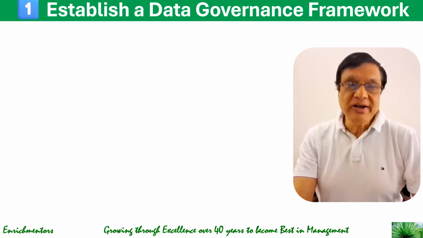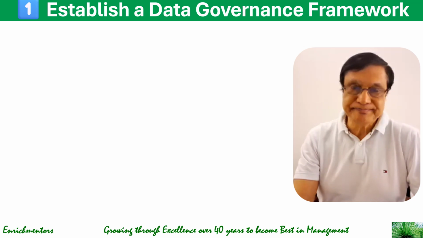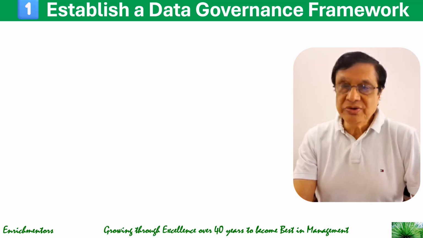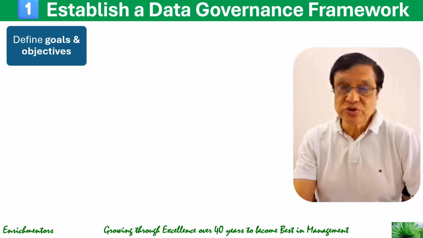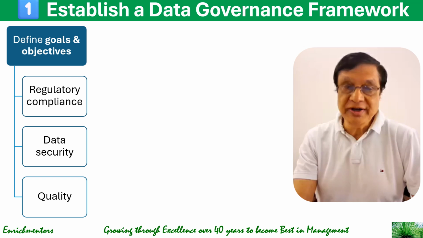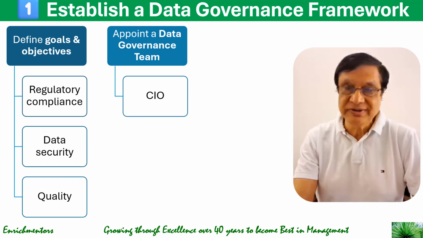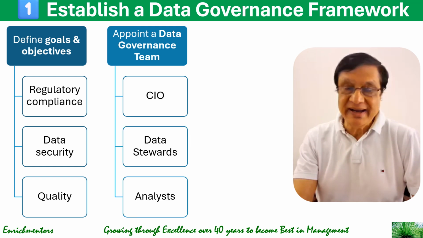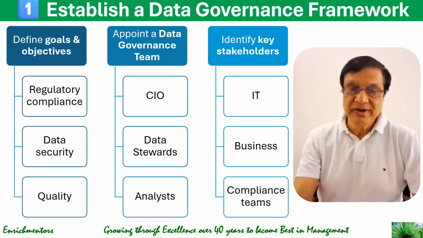So let's take a look at what to do. The first step is to establish a data governance framework. What you need to do there is first to define goals and objectives, and these goals could be regulatory compliance, data security, quality. Second is to appoint a data governance team, and the people who could be part of that are the chief information officer, data stewards, and data analysts. Third is to identify key stakeholders, like IT, business, and compliance teams.